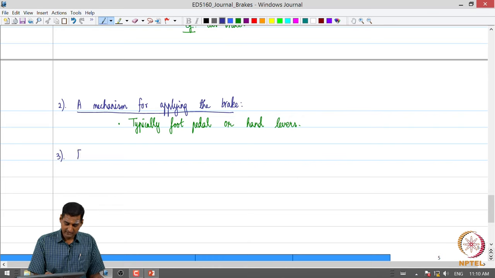Third broad set of components in a brake system is what is called an energy transmitting medium.